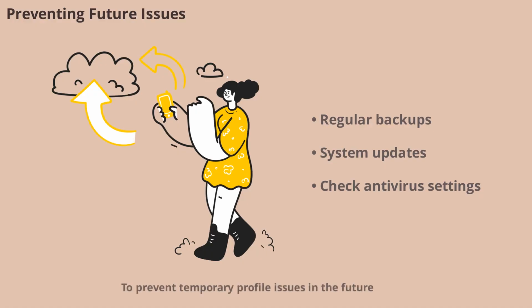To prevent temporary profile issues in the future, regularly back up your data and keep your system updated. Avoid abrupt shutdowns and ensure antivirus software is configured to not interfere with profile files. Regularly check disk health and permissions on profile folders, especially in shared or networked environments.